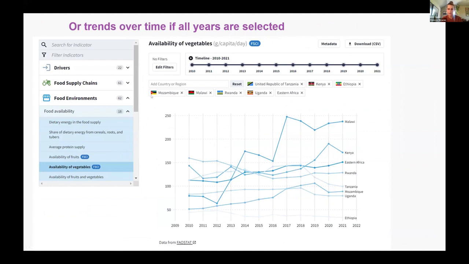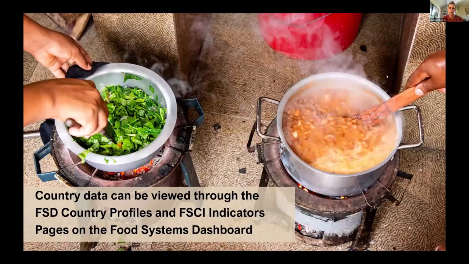So here you'd be able to see the time trends for that same indicator, looking at availability of vegetables right now. And the same customizable view where you add regions and countries. Now let's look at how you can view data at the country level. For each country, there's 2 main views available, and some countries also have a third additional option as well.